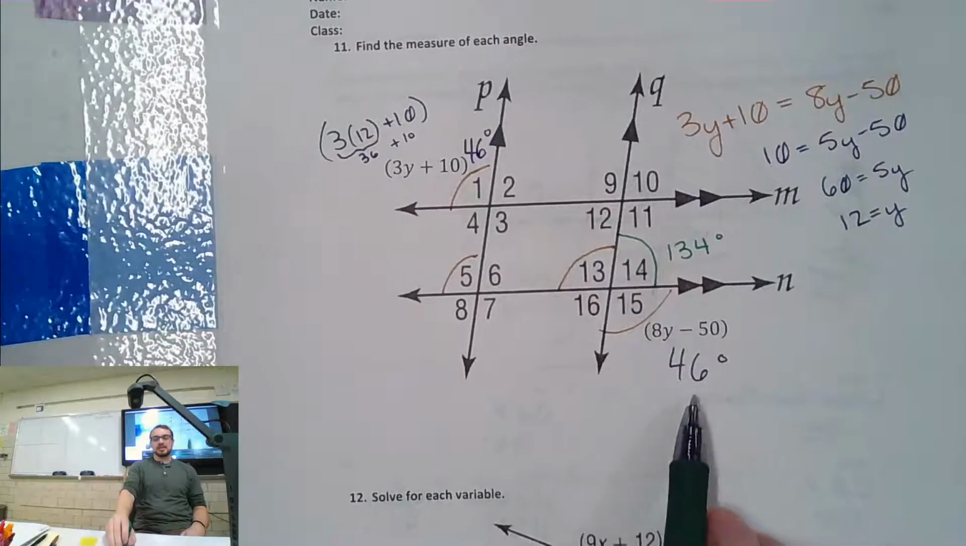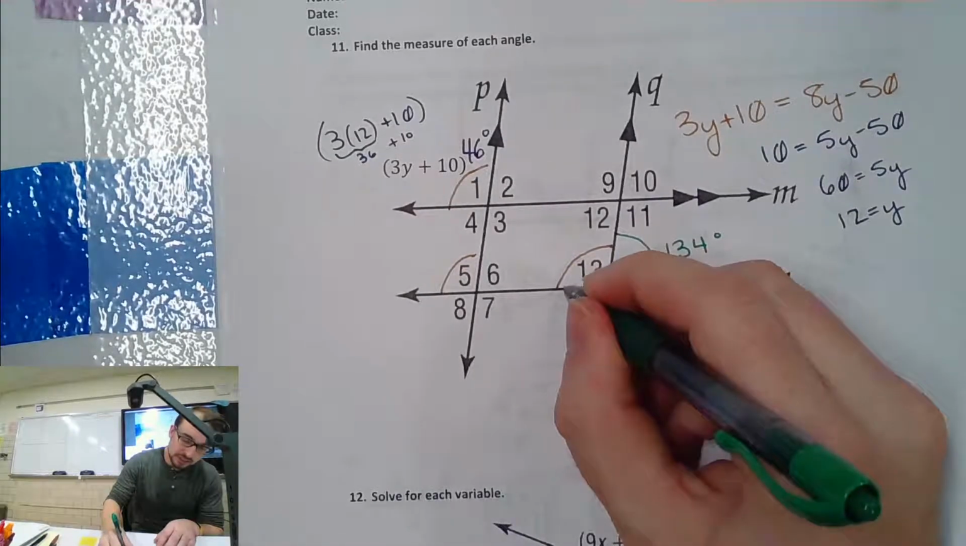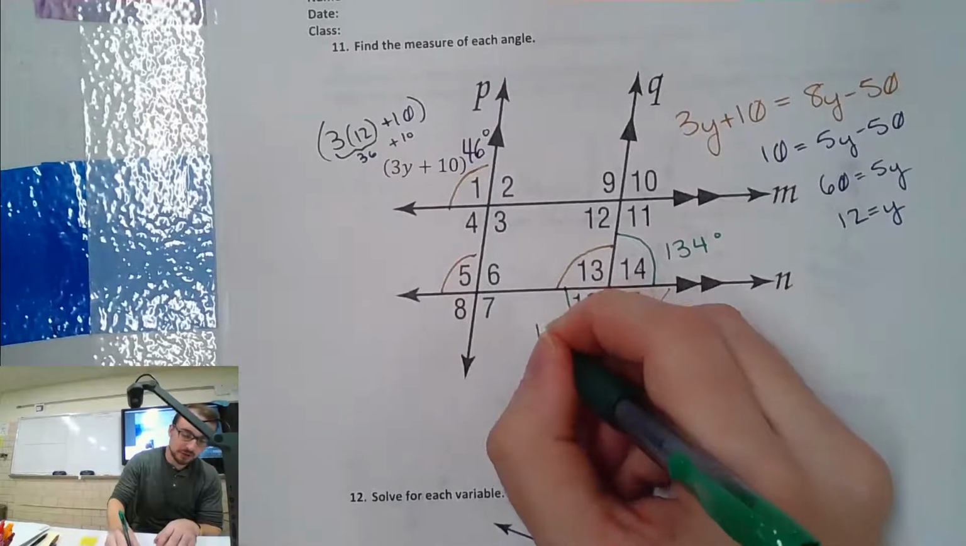That 4 and the 6 make it 10 to get to 50. So I accounted for the 4. I got 130 left over. I don't know. Huh? 16 is, because vertical angles says that's 134 as well.